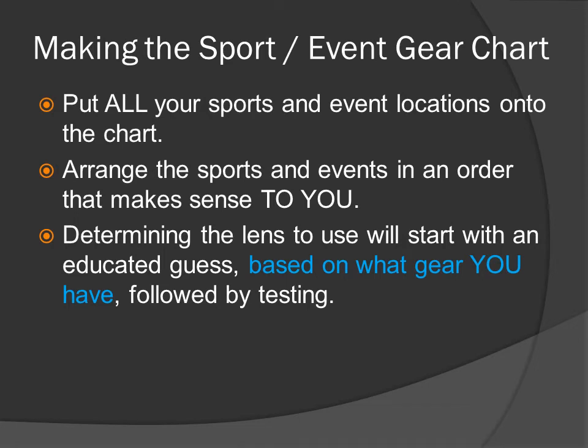Making the sport event gear chart. You want to put all your sports and event locations onto the chart. Now, when I say event locations, I mean places where you have events on campus, such as your theater, your student union, any place where you regularly shoot. Arrange the sports and events in an order that makes sense to you. What makes sense to me may not make sense to you, and we'll see examples later. Determine the lens to use. We'll start with an educated guess based on what gear you have. Then you have to follow it by testing.